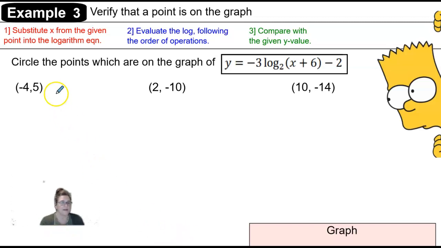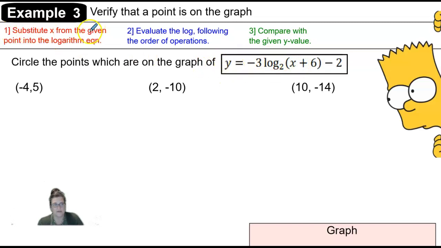We're at example 3, where we want to verify whether a point is on the graph or not on the graph. So we want to circle the points which are on the graph of y equals -3 log base 2 of the quantity x plus 6, minus 2. If we put in this ordered pair, -4, 5, and we substitute -4 for the x and 5 for the y, we're looking to see if we get a true statement.